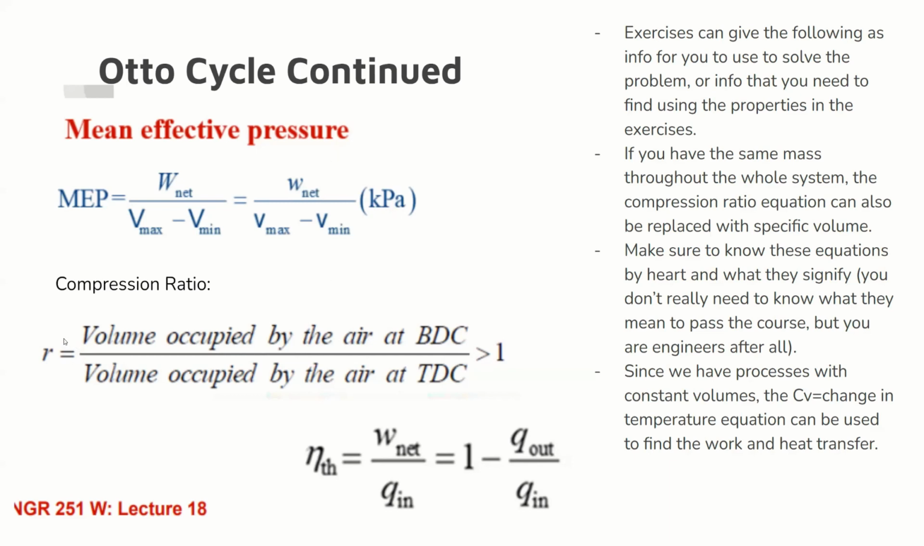Then moving on, you have the compression ratio. We talked about pressure ratio right before, and this is the compression ratio. So instead of pressure, you're going to have the volume. So the volume occupied by the air at the bottom dead center, that's the maximum volume that you can have, and then the volume occupied by the air at the top dead center, so the minimum volume that you can have, which logically will always have a value bigger than 1.